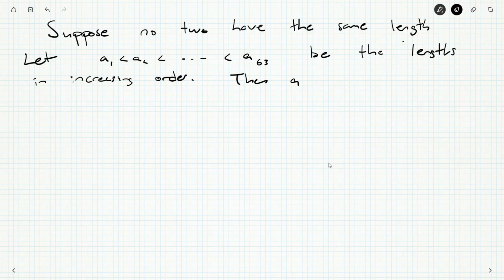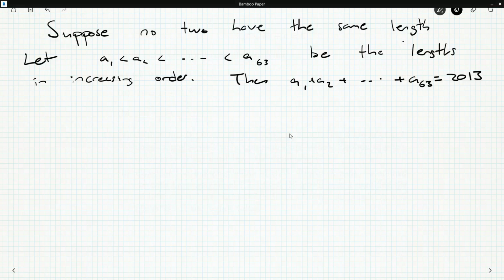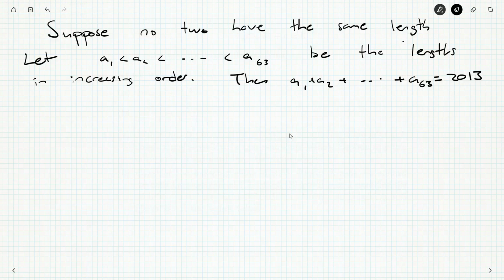Well, then we see A1 plus A2, it has to add up to 2013, because the historian is dividing the past 2013 years into 63 time intervals, so they do have to all add up to 2013 years. Now, I have no idea what these intervals are, but the smallest they could be is A1 is 1, A2 is 2, A3 is 3.